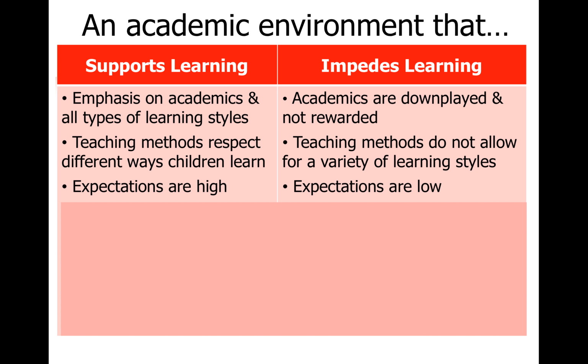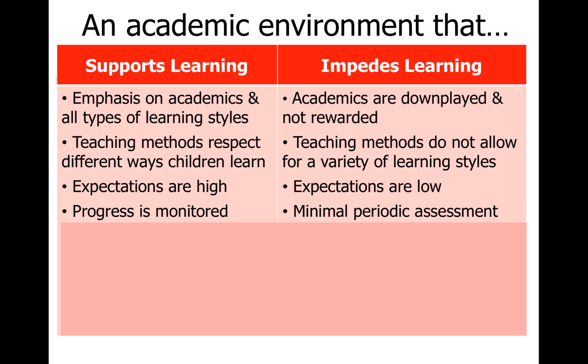All right, so an academic environment should have an emphasis on academics and all types of learning styles. So we don't want to exclude any students from learning because they have a different type of learning style. We want to try to find a learning style that fits for them. And then teaching methods respect different ways children learn, and expectations are high. We're going to talk more about expectations and why you should have high expectations in another lesson. But set high expectations and don't falter from them. That will be one of the biggest things as a teacher that you can do for student success, is to set high expectations and hold on to them.